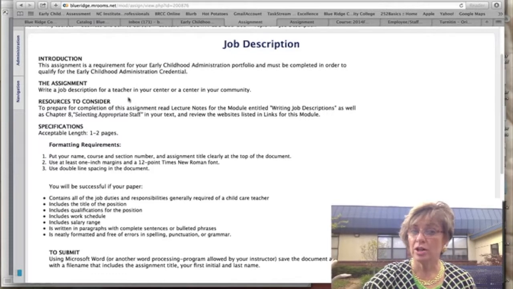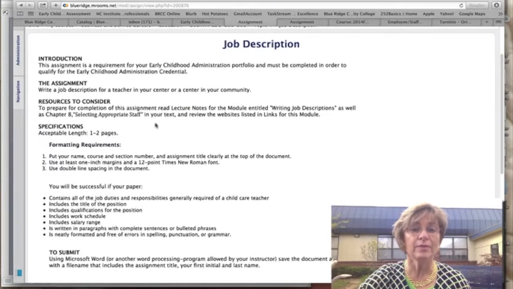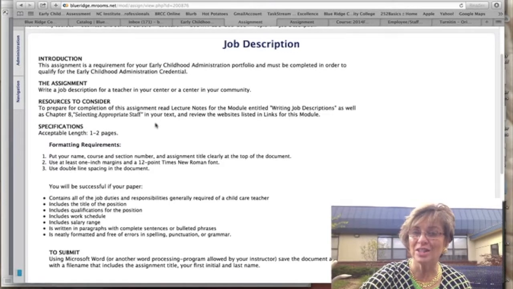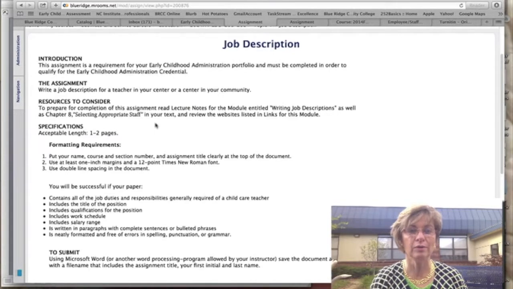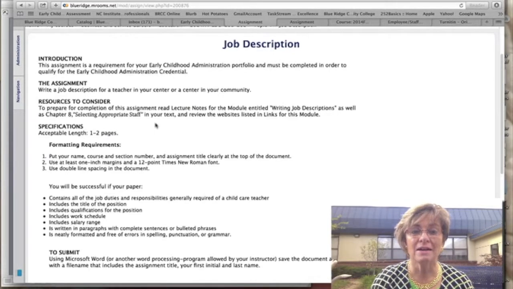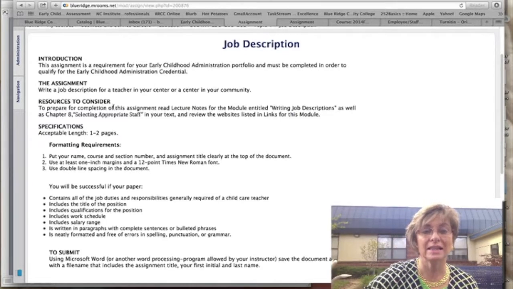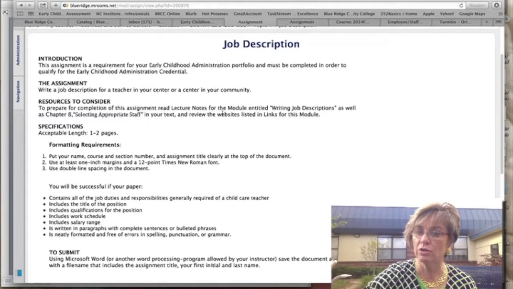The assignment is to write a job description for a teacher in your center or a center in your community. Remember to use your fictitious name or the name of your current facility, whichever one you have chosen to do. Also look at the lecture notes and Chapter 8, selecting appropriate staff. Your lecture notes are all in that Module 4 book.